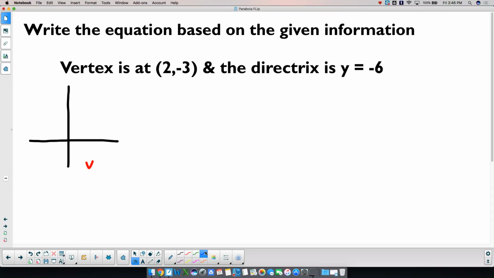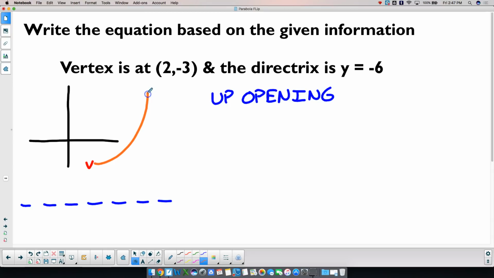Next, it tells me that the directrix is at y equals -6. Well, that's a horizontal line down here. So that tells me now, between the two of those, that this is an up opening parabola, because the parabola goes away from the directrix. So this parabola has got to go away from the directrix so it looks like that.